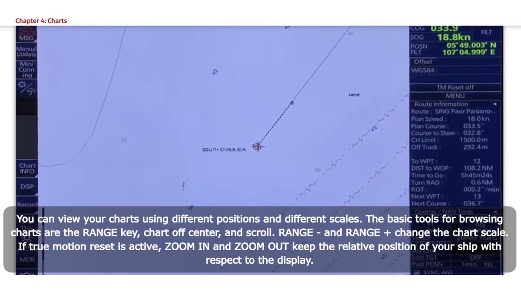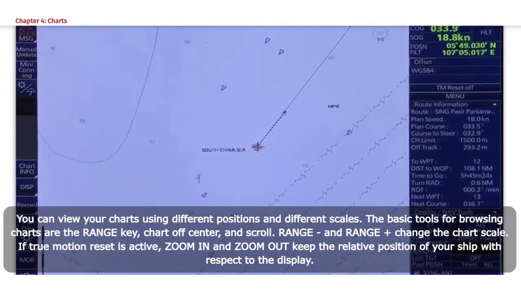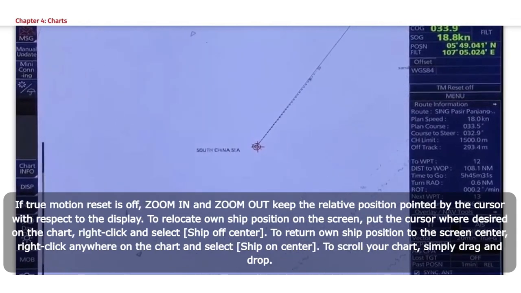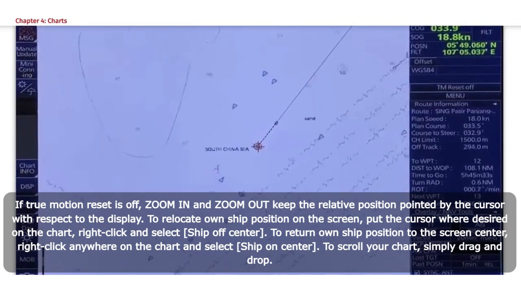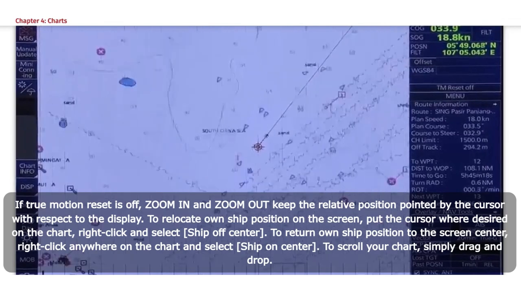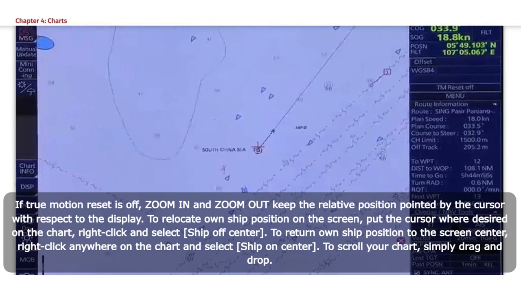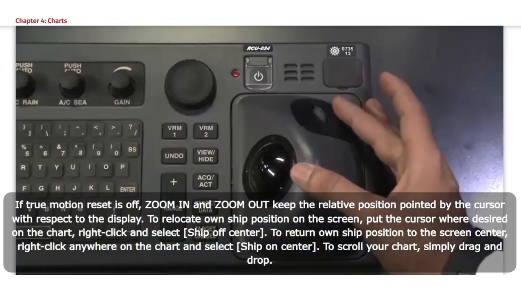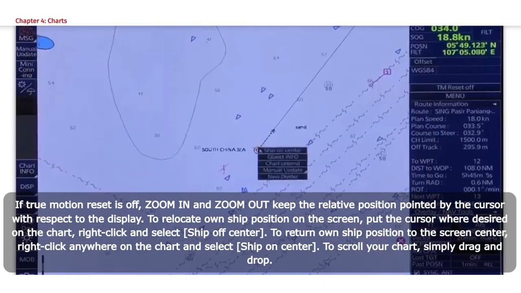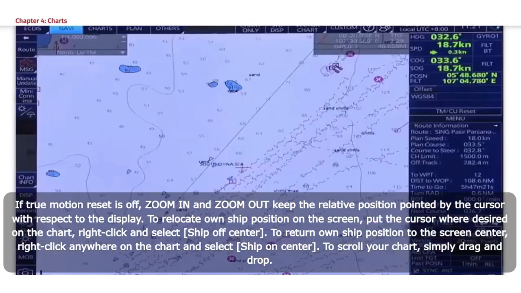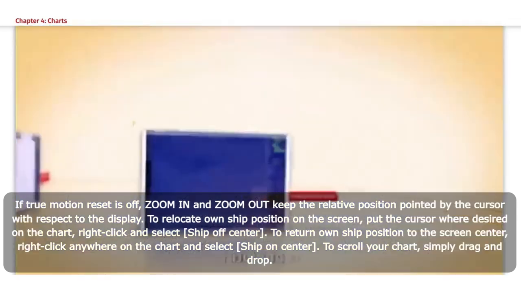If True Motion Reset is active, zoom in and zoom out keep the relative position of your ship with respect to the display. If True Motion Reset is off, zoom in and zoom out keep the relative position pointed by the cursor with respect to the display. To relocate own ship position on the screen, put the cursor where desired on the chart. Right-click and select Ship Off Center. To scroll your chart, simply drag and drop.